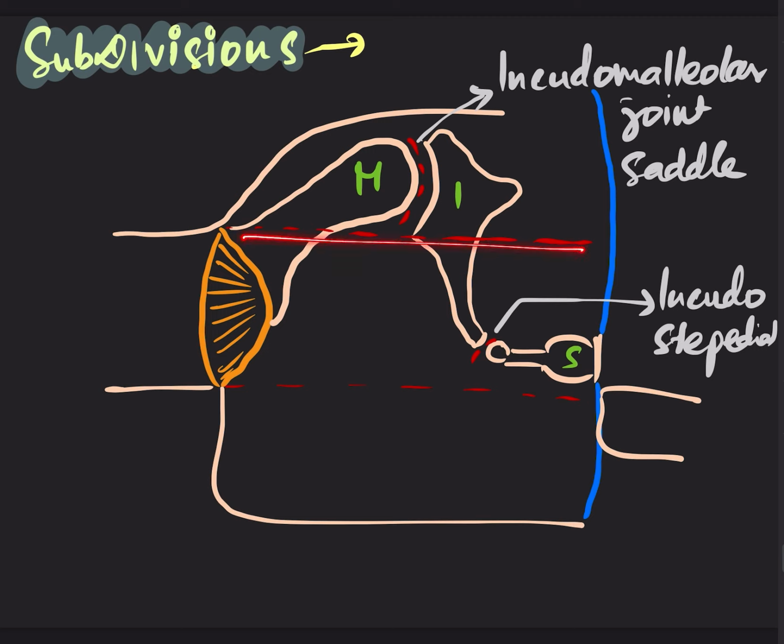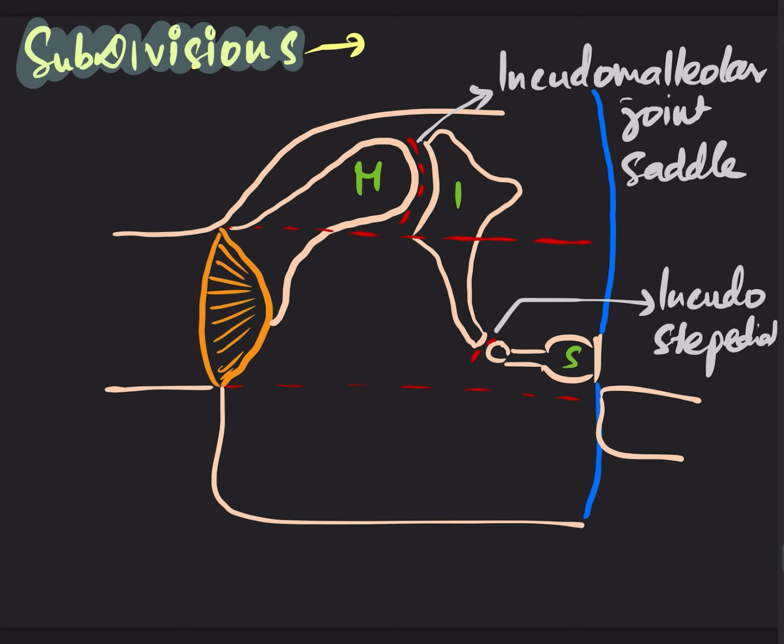So what is the content here? You find the long process of the incus and the stapes. It includes the incudostapedial joint. And the other division is the hypotympanum. This hypotympanum is the part of the middle ear cavity that is present beneath the tympanic membrane. So above is the epitympanum, opposite is the mesotympanum, and below is the hypotympanum.